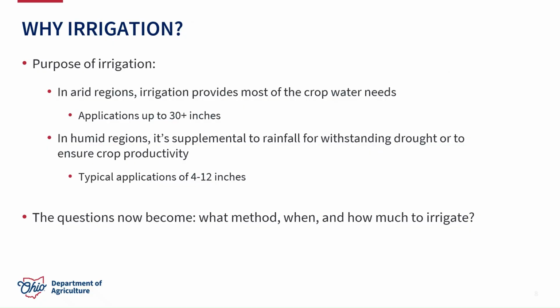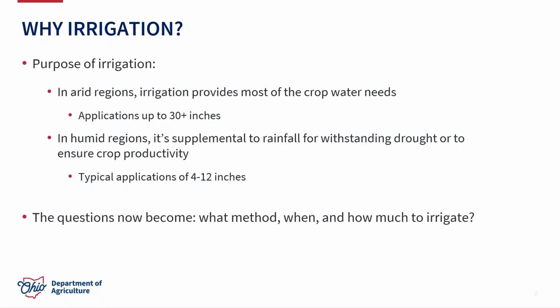Now that we have a little background of what generally irrigation is and the history of where it started, why are we irrigating different crops in different pieces of land? When you look into arid regions where there isn't enough water to sustain crop growth, irrigation may provide most of what the crop needs to grow.